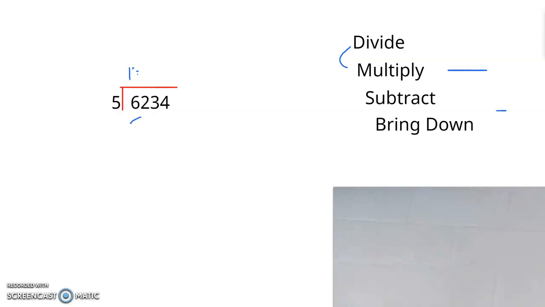So 5 times 1 is 5. Then we go to subtracting. 6 minus 5 is 1. And then we bring down. I'm going to bring down this 2. I'm drawing the arrow so you can kind of see what we're doing.